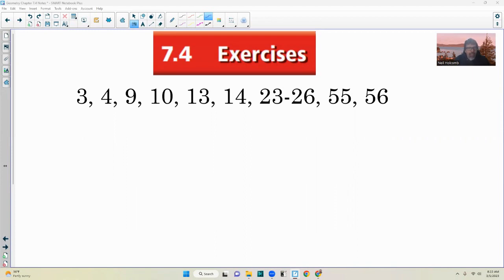So this brings us to the end of exercise 7.4. These are the problems that I have suggested you try and turn in. So there you go.